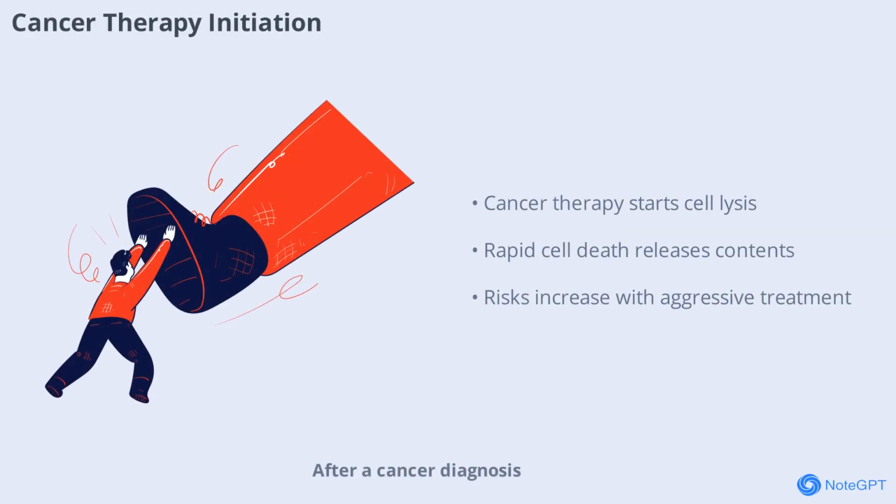After a cancer diagnosis, patients are often started on treatments such as chemotherapy, radiation, or other adjuvant therapies. These treatments are designed to kill cancer cells quickly and efficiently. However, as these cells die, a process known as lysis begins. This is a crucial point in therapy as the breakdown of cancer cells can have unintended consequences. The rapid destruction of a large number of cells releases their contents into the bloodstream, setting the stage for tumor lysis syndrome. Understanding this process is key to recognizing the risks involved in aggressive cancer therapy.